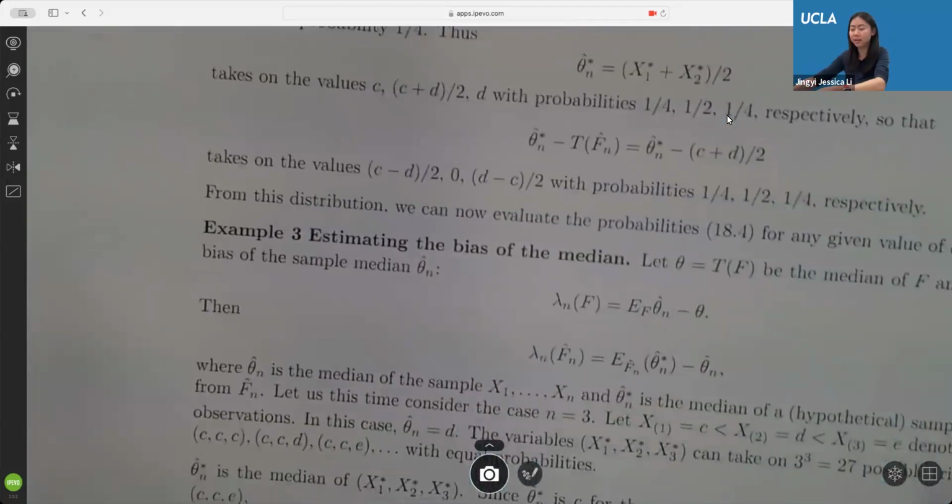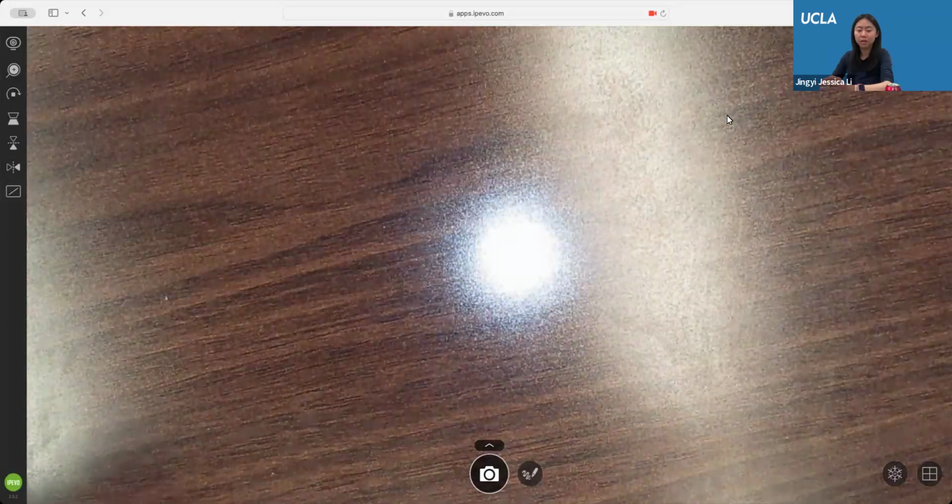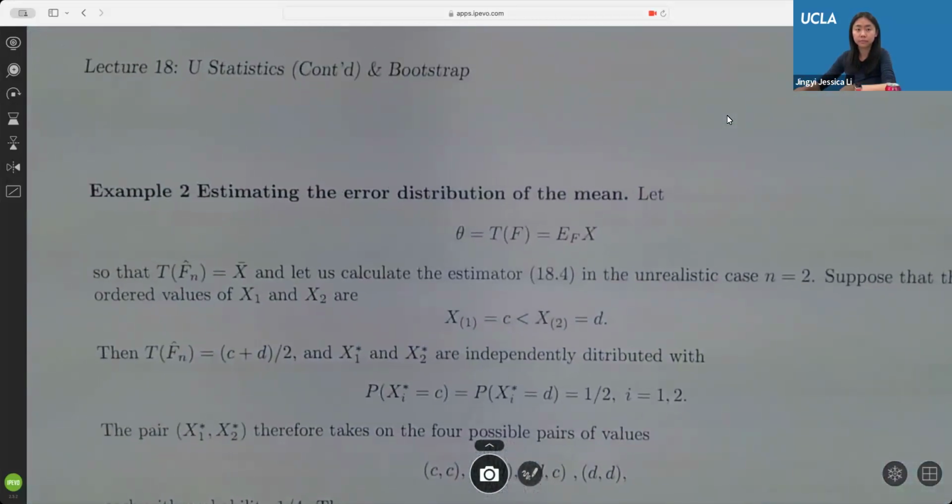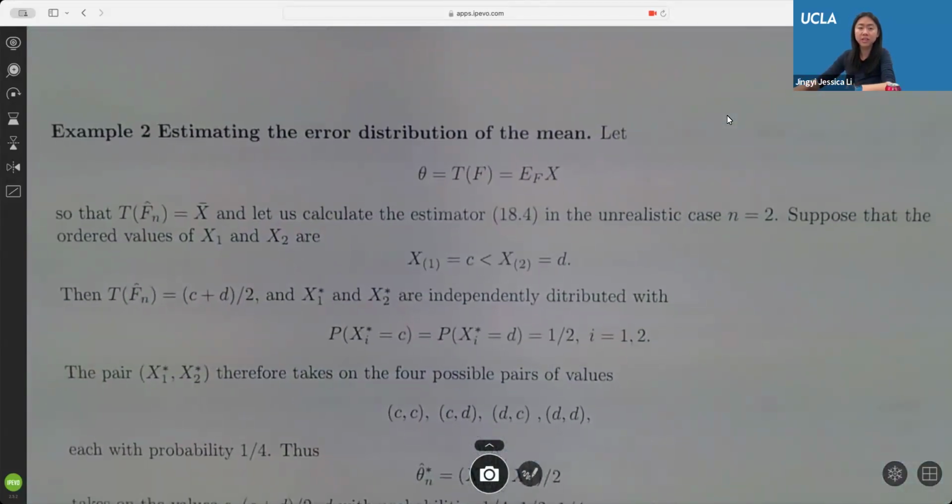Okay, now let's look at a concrete example. I think it will become more clear. Let the population mean of F be our parameter. Theta is T(F), the expectation of X under F, so that when you do the plug-in, it's just the sample mean, the average, X bar.